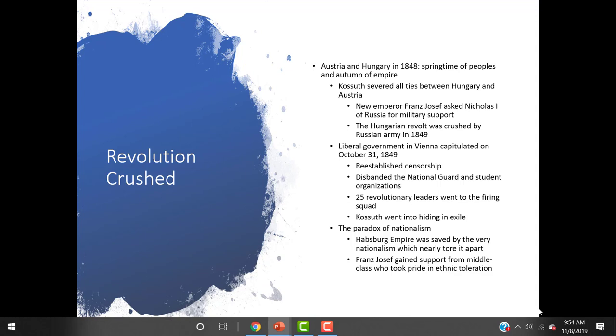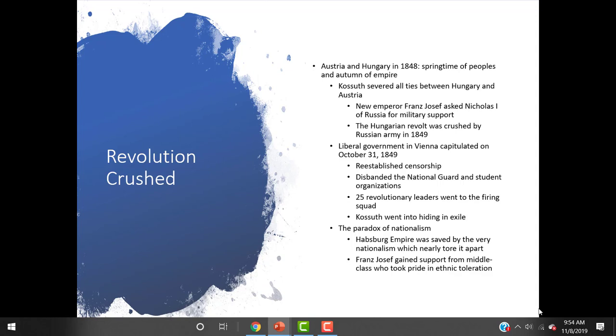The new Emperor Franz Joseph asked Nicholas I of Russia for military support, so the Hungarian revolt was crushed by the Russian army. So the liberal government of Vienna capitulated in October of '49, and it reestablished censorship of the papers, disbanded the National Guard and the student organizations, and 25 of the revolutionary leaders went before the infamous firing squad. And Kossuth went into hiding in exile.